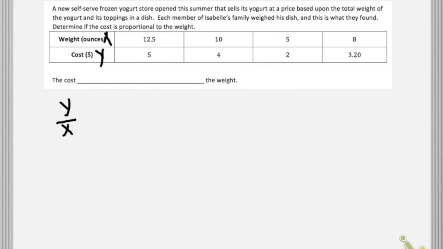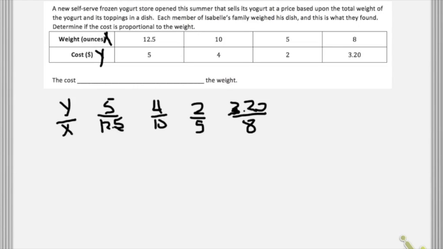So we're going to divide 5 by 12.5. We're going to divide 4 by 10. We're going to divide 2 by 5. And we're going to divide 320 by 8. So I have to do each of those problems.